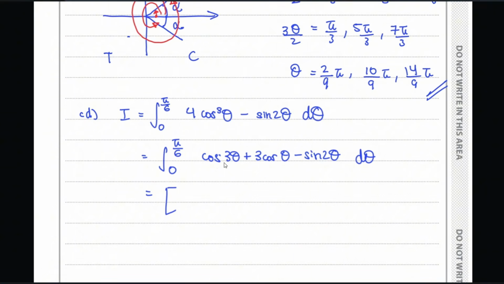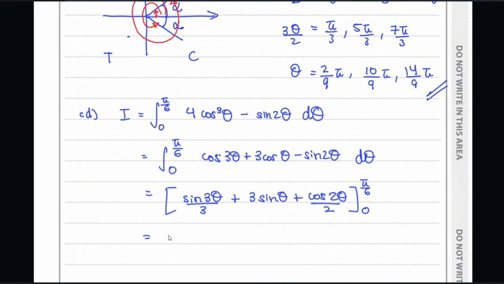So we'll use square brackets. To integrate cos 3 theta, it'll turn into sine 3 theta, but it'll be divided by 3. Plus, when we integrate cos theta, we'll get sine theta. So 3 sine theta will divide it by 1, which is just 3 sine theta. And then when we integrate sine 2 theta, we will get cos 2 theta, but we'll also have a negative sign. So plus cos 2 theta, and we'll have to divide by 2. And that's it. We will need to apply the limits now, pi over 6 and 0.